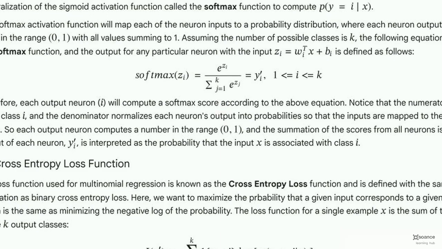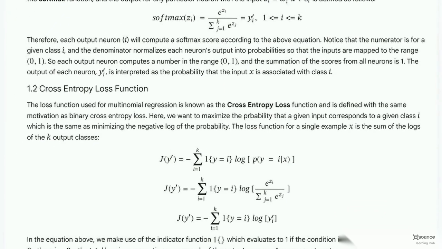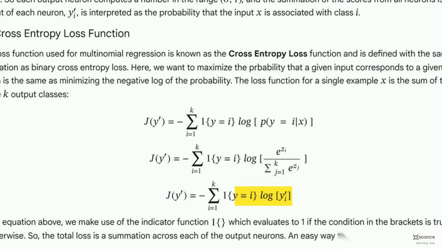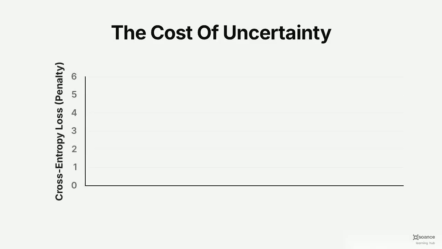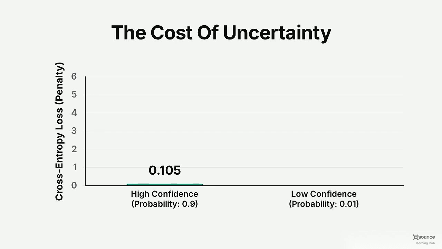Once the network makes a prediction, we measure how far off it is from the true label. For this, we use the cross-entropy loss function, which minimizes the negative log of the predicted probability. Let's look at the math in practice. If the network is highly confident and predicts the correct class with a 0.9 probability, the negative log yields a very small loss of 0.105. But if it guesses the correct class with a tiny 0.01 probability, the negative log penalizes it with a massive loss of 4.61. By heavily punishing low-confident correct answers, cross-entropy loss forces the network to push the probability of the correct class as close to 1 as possible.